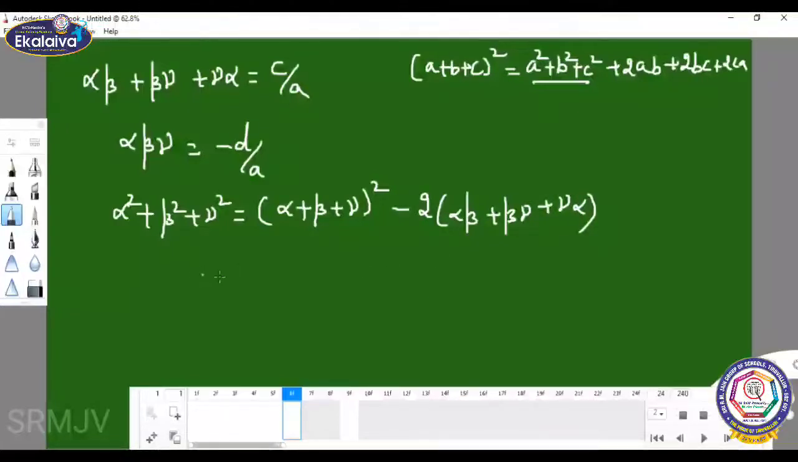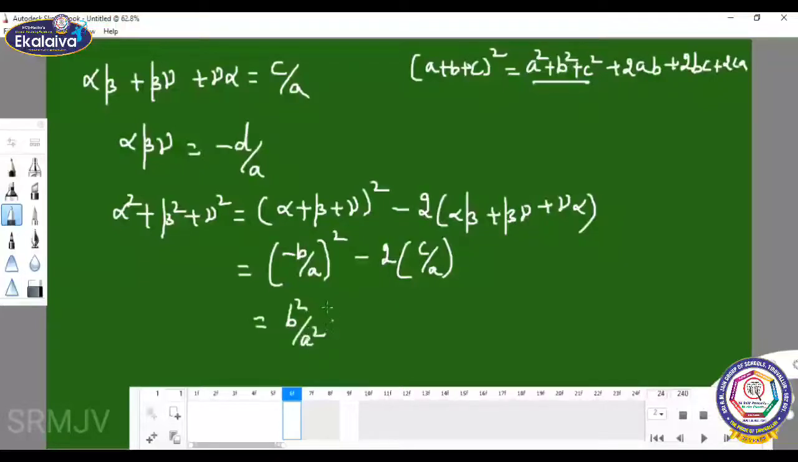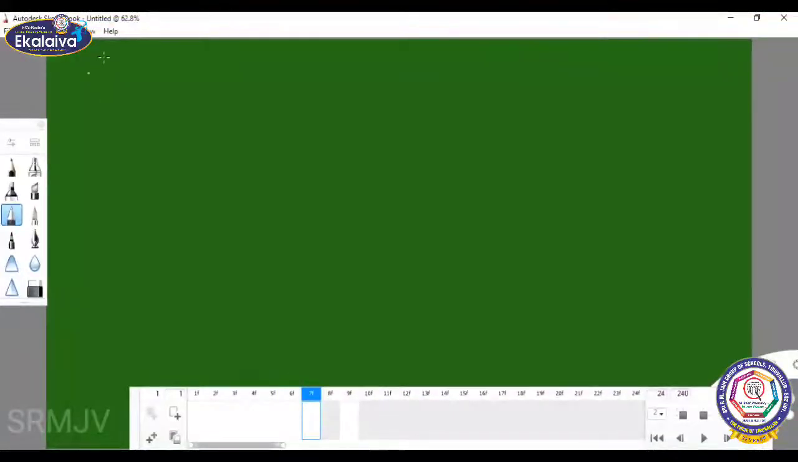So you substitute the value here. Alpha plus beta plus gamma is nothing but minus b by a. So minus b by a the whole square minus 2 into alpha beta plus beta gamma plus gamma alpha, which is c by a. So it gives b square by a square minus 2c by a. You can take the LCM as a square.